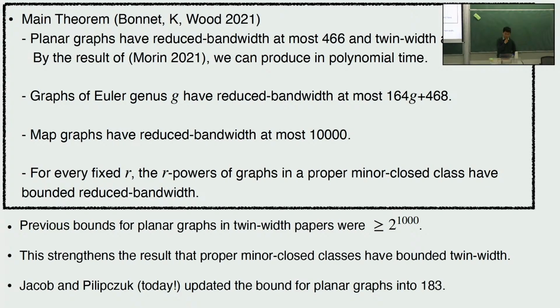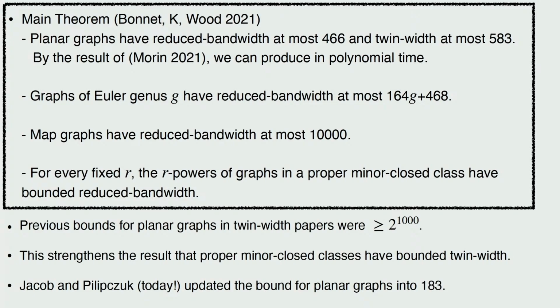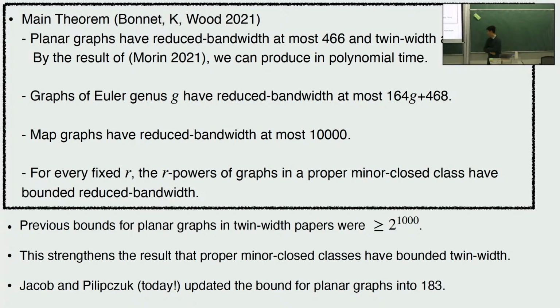So one of the selling points was the previous bounds for planar graphs. As I said, the twin-width paper already mentioned that planar graphs have bounded twin-width, but they use some kind of grid structure in their paper, and this gave some huge bound on the twin-width, like 2 to the 1000 or something like that. But our method was more direct, and then we give some small bound.